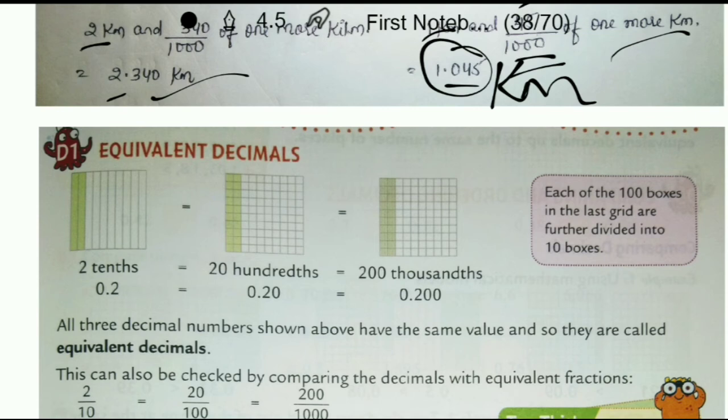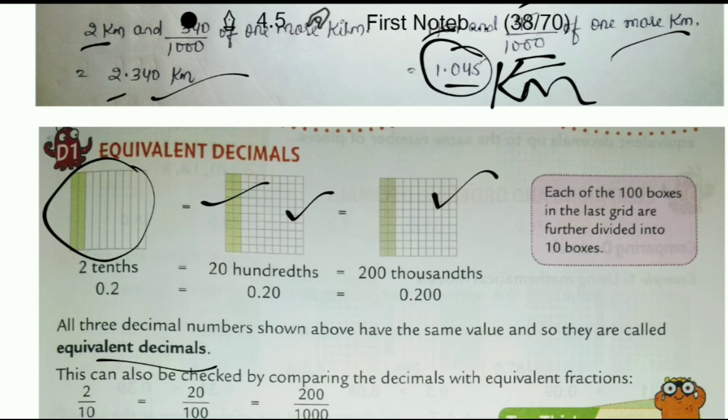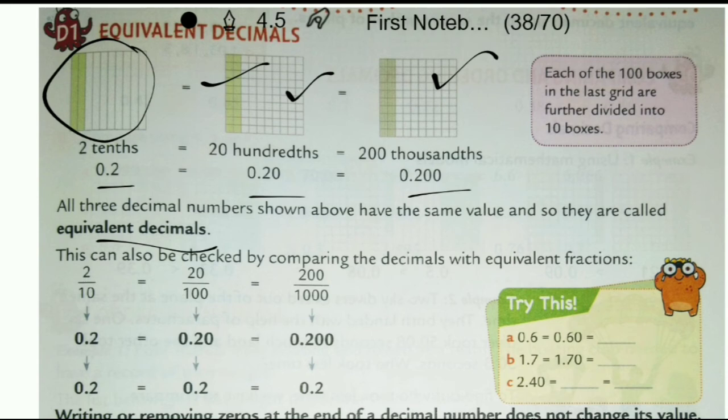Next, equivalent decimals. In this one, all three decimal numbers shown above have the same value, so they are called equivalent decimals. This one has 2 parts out of 10. This one has 20 parts out of 100. This one has 200 parts out of 1000. So all three are equal. This is known as equivalent decimal.